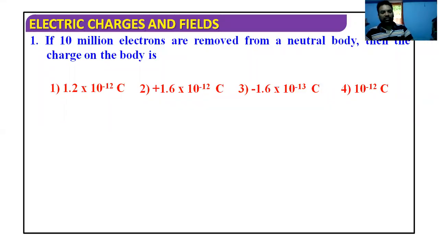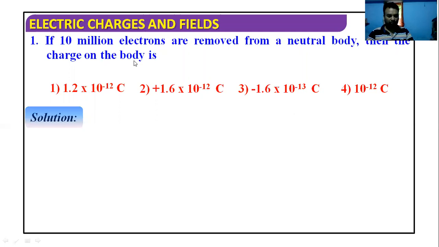So the first question is: 10 million electrons are removed from a neutral body, then the charge on the body is. If electrons are removed from a neutral body, the body will become positively charged. So we are interested in the amount of positive charge left over on the body after removal of 10 million electrons. So let us go for the solution. Definitely the charge left over on the neutral body will be positive. This is sure because electrons are removed.